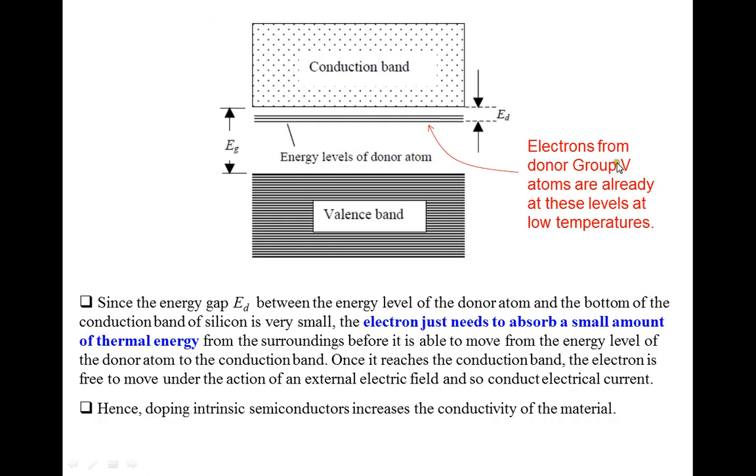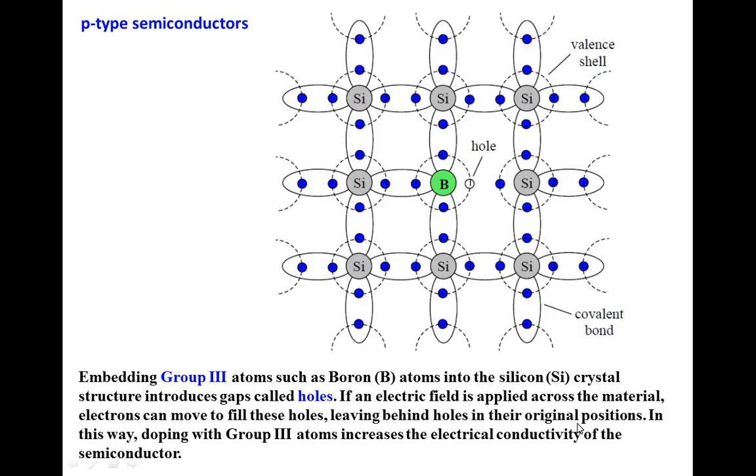Because the band gap is only 0.05 eV, even small temperatures are able to bump these electrons from this level to the conduction band. Hence, doping intrinsic semiconductors increases the conductivity of the material vastly.